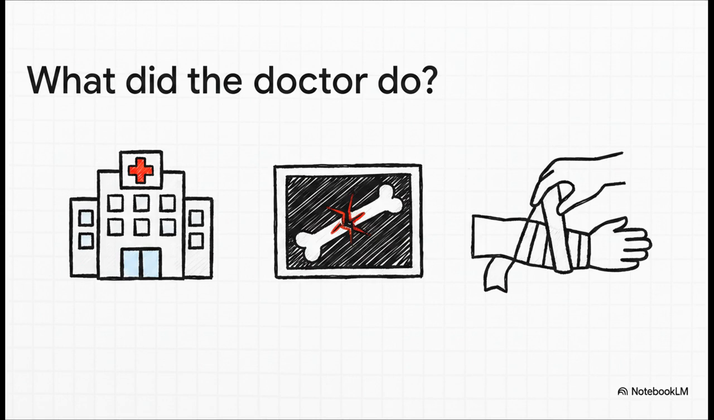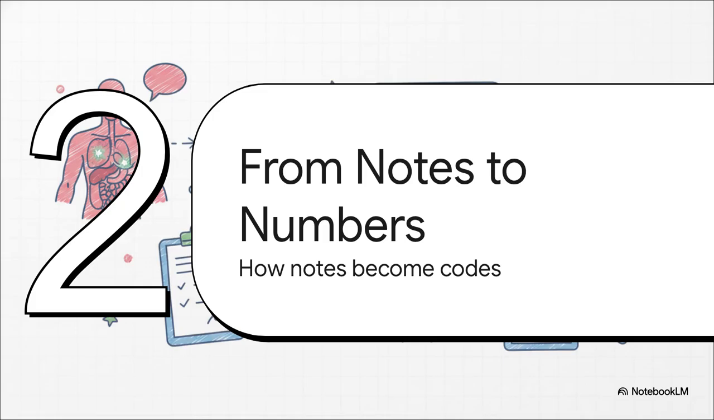That gets a CPT code. They took an X-ray of the forearm. Yep, that's another CPT code. And of course, they performed the procedure to set the broken bone. That gets its own specific code too. Every single action has a number. So we have the why and we have the what.